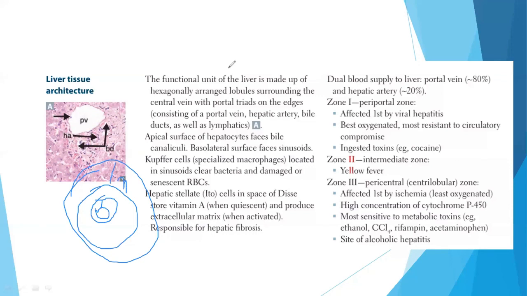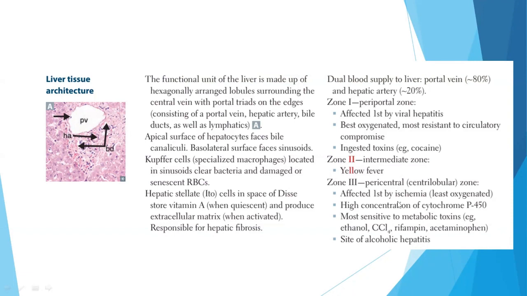Let me erase all this. So now, zone 3 has a high concentration of cytochrome P450 and is more sensitive to metabolic toxins like ethanol, rifampin, and acetaminophen, and it is a site of alcoholic hepatitis. But the most important thing here is that zone 1 is affected by cocaine-induced toxins. Zone 3 is affected first by ischemia because it is the least oxygenated one.